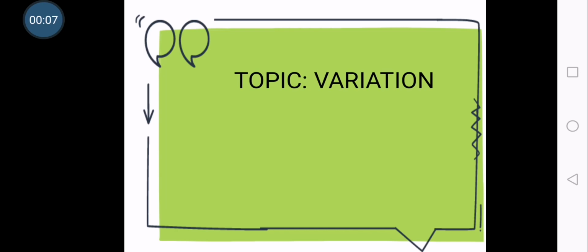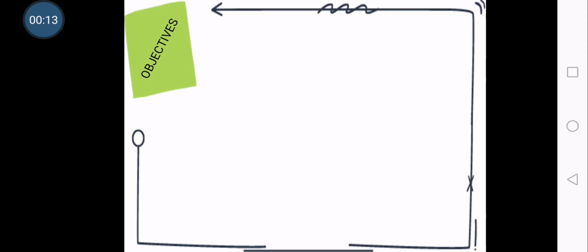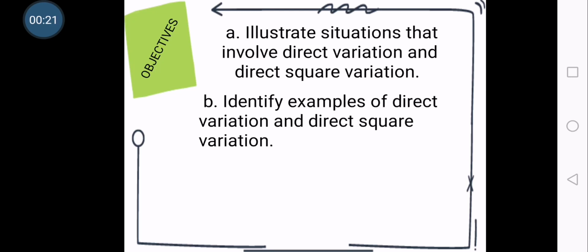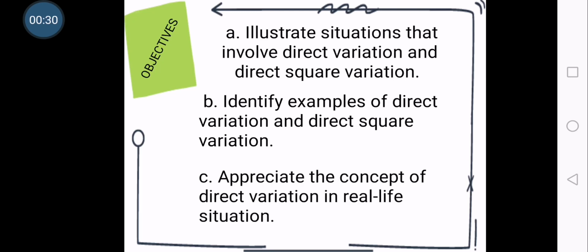So actually, may dalawang klase ng variation tayong i-discuss ngayon. Ang una is direct variation at yung isa po is the direct square variation. So isa-isahin natin. So first objective natin is to illustrate the situations that involve direct variation and direct square variation. Pangalawa, identify the examples of direct variation and the direct square variation. And last, appreciate the concept of direct variation in real life situations.